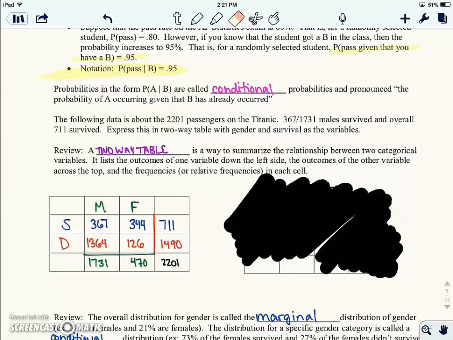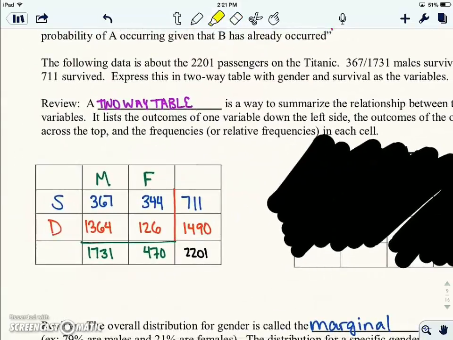There are a couple of ways to do it, but I went ahead and looked at it, and it says we know that there were 1,731 males, so that would be my total of males. Of those males, 367 survived, so that's where I got this. And then, of course, to get the 1,364, I just took the 1,731 minus the 367 to get the 1,364. And I think you guys could easily fill in this chart.